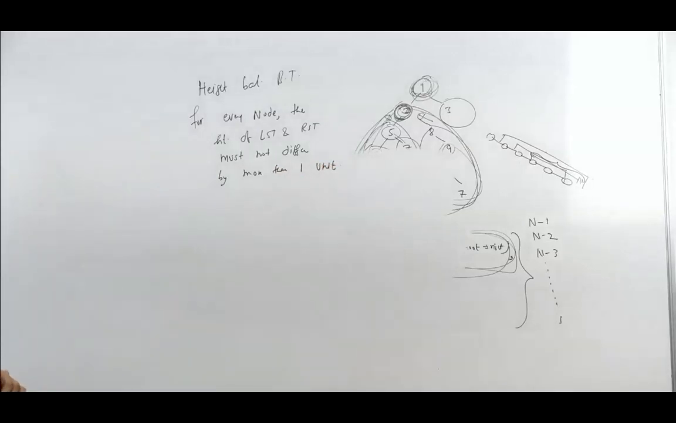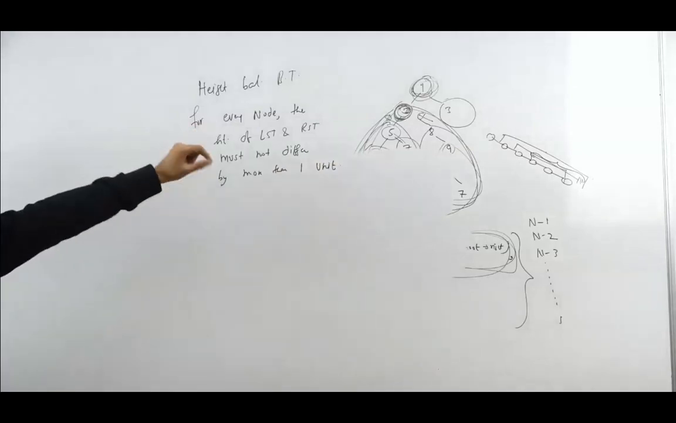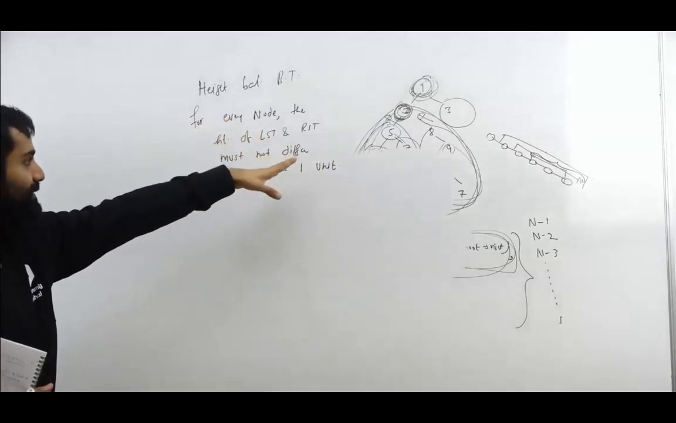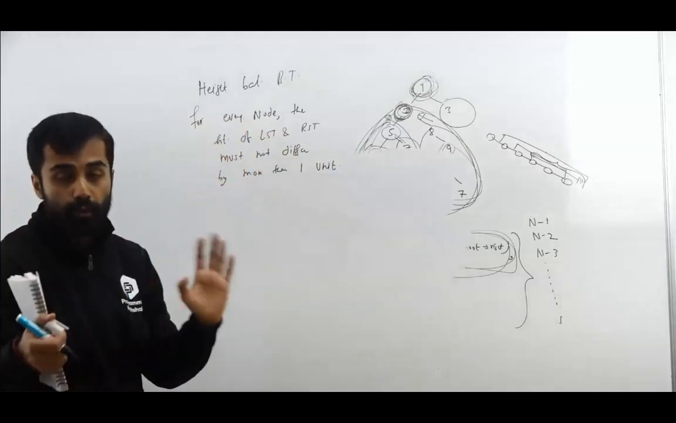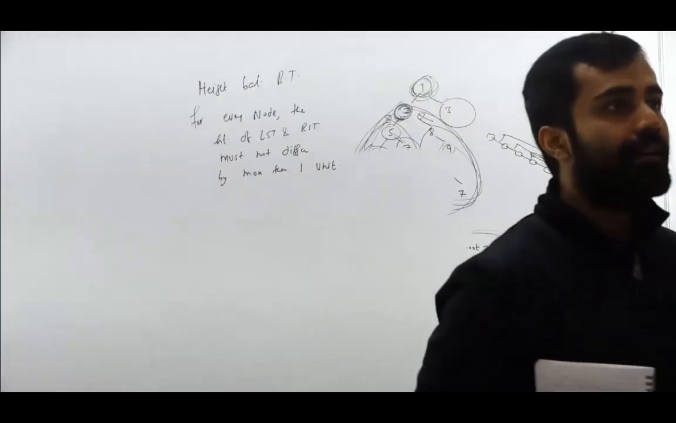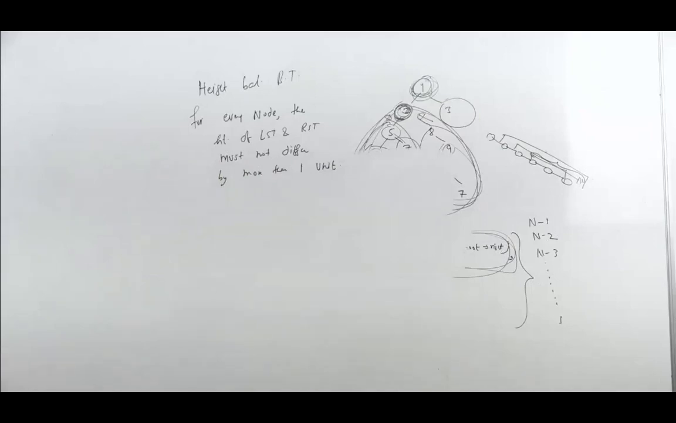This is the formal definition of a height balanced tree. A height balanced tree is one in which, for every node, the height of the left subtree and the right subtree must not differ by more than 1 unit. Does the definition make sense? Yes or no?